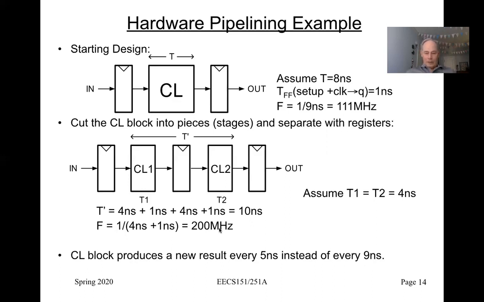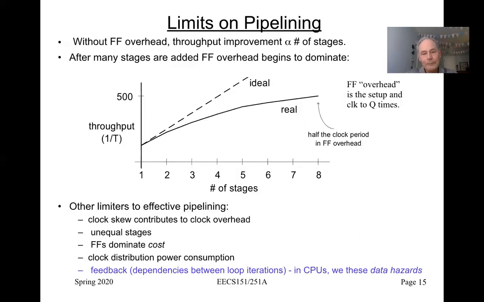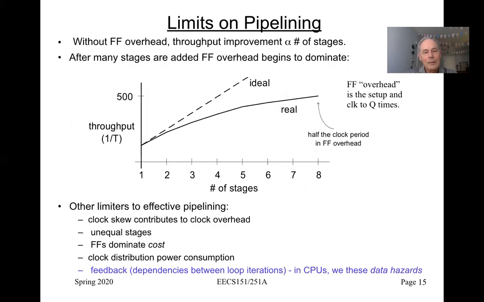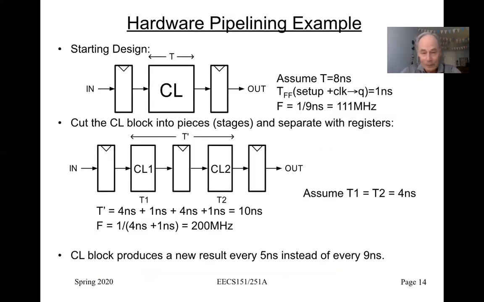All right, so the CO block produces a new result every 5 nanoseconds instead of every 9 nanoseconds. One of the things that happens with pipelining, though, is, as we said before, ideally, without the flip-flop overhead, the throughput improvement is proportional to the number of pipeline stages, right? So you can see we put it in 2 pipeline stages here. We almost doubled the clock frequency, but not quite.